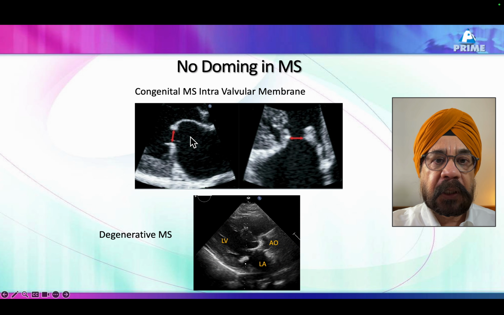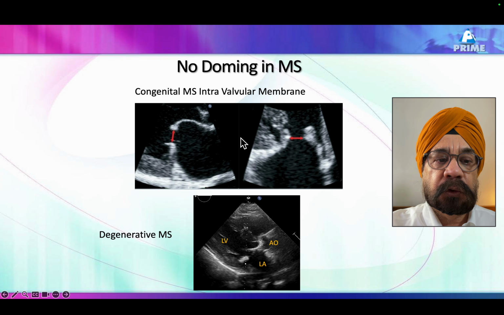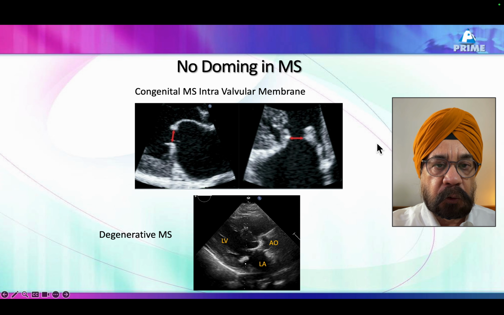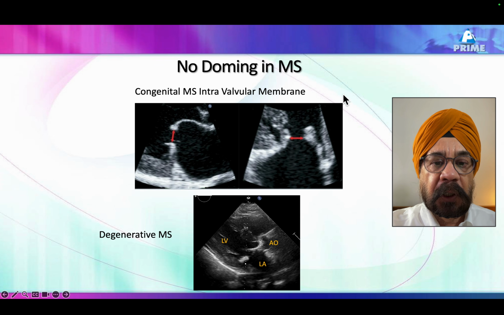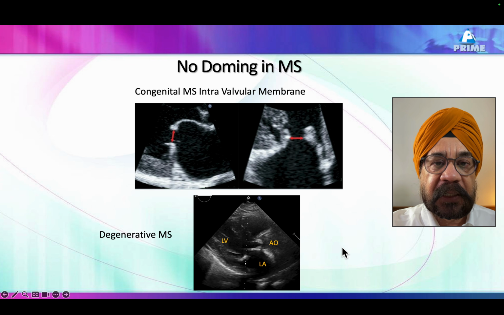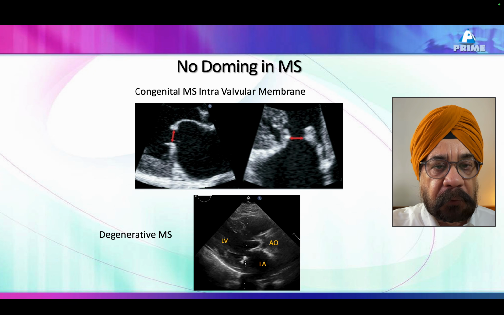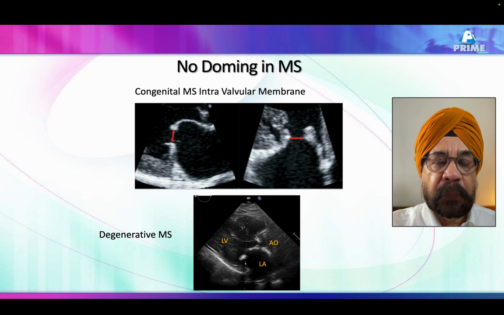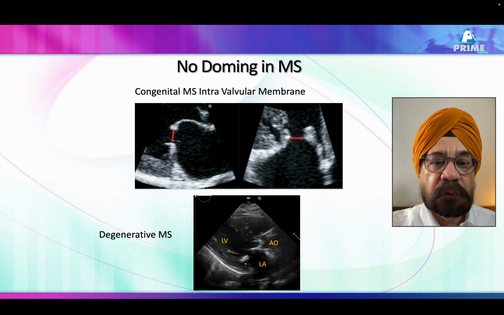This doming does not happen in one or two peculiar situations. One is that it does not usually happen in an intravalvular membrane of mitral stenosis. I showed you one case in one of my videos on congenital mitral stenosis. Then you have an intramitral ring or a membrane which holds the mid part of the ventricle. The leaflets are open, so doming does not happen. Similarly, doming does not happen once you have a calcification of the annular ring extending into the mitral valve. Mitral valve leaflets are not pliable, so they don't dome.